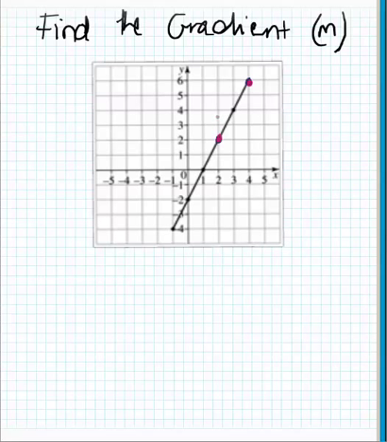And now my next step is: is the gradient positive or negative? Are we going up the hill or are we going down the hill? And if you ever get stuck, just continue drawing a hill. That's obviously going up the hill, that's going down the hill. So this line here is a positive gradient. So we have a positive gradient.